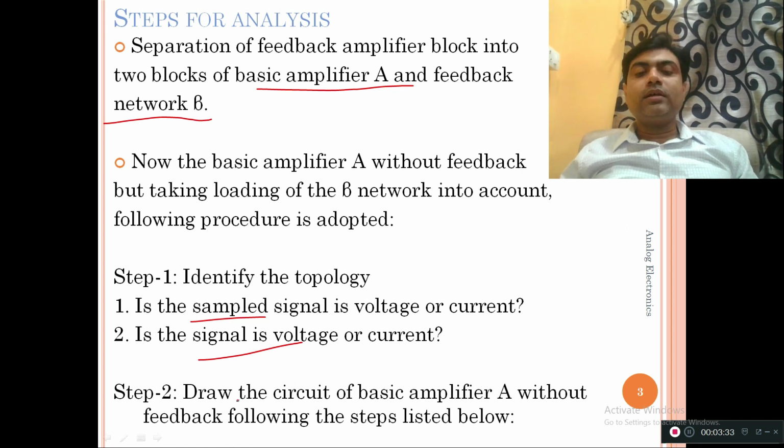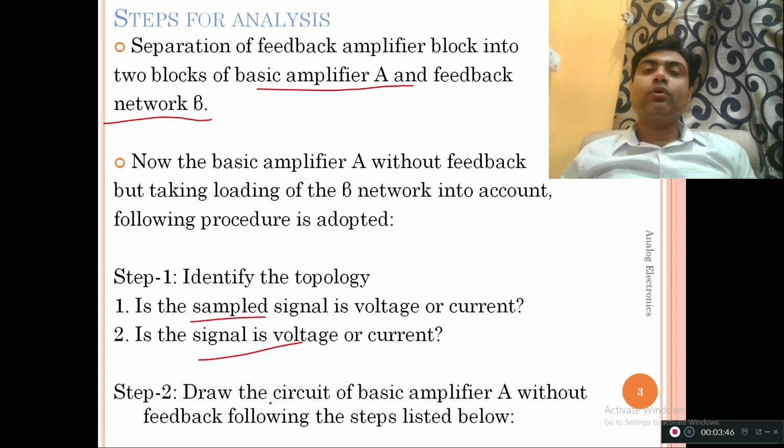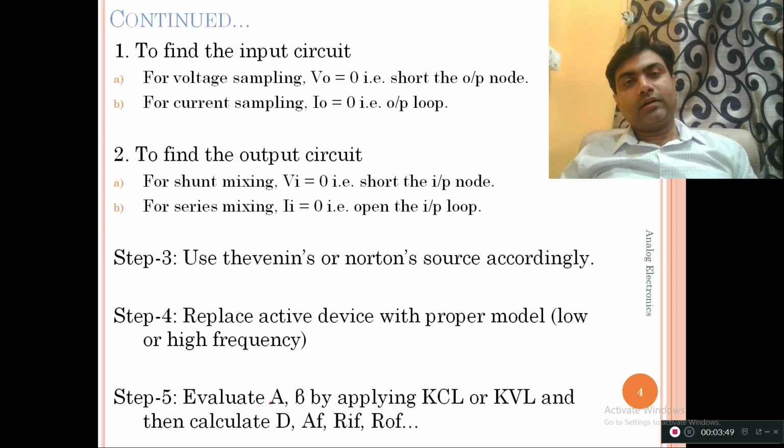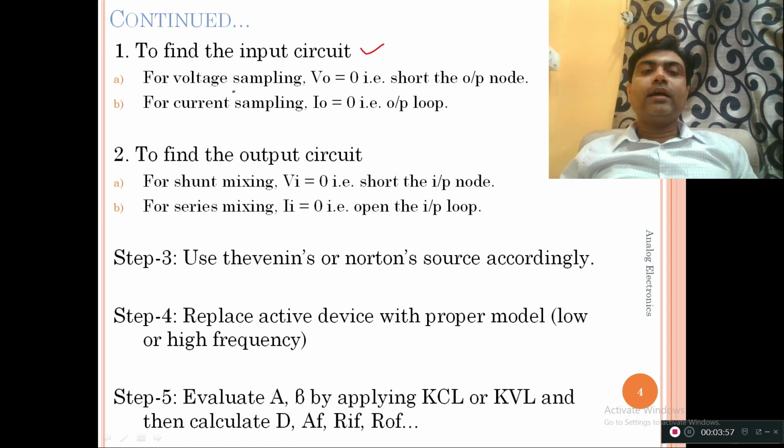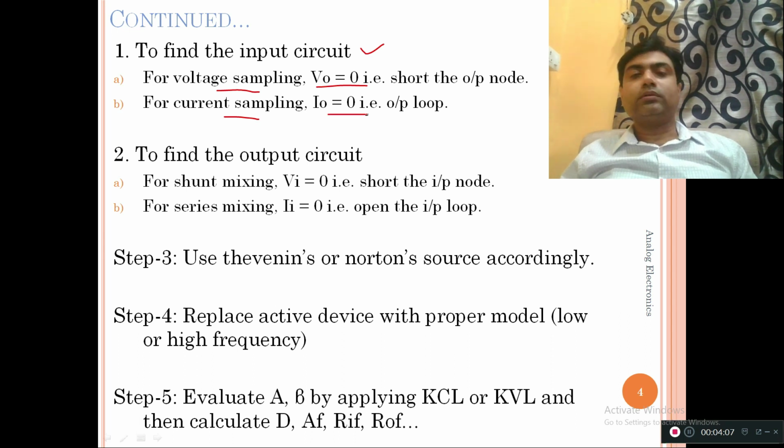Second step is to draw the circuit of the basic amplifier A without feedback. As I have already told you, we have to draw the basic amplifier A without feedback, but we will not ignore the loading effect of the beta network. And how can we draw the network? To find out the input circuit, this is the first step. If it is voltage sampling, then we have to short the output node, and if it is current sampling, then we have to open the output loop. These are the important steps, we have to remember them.